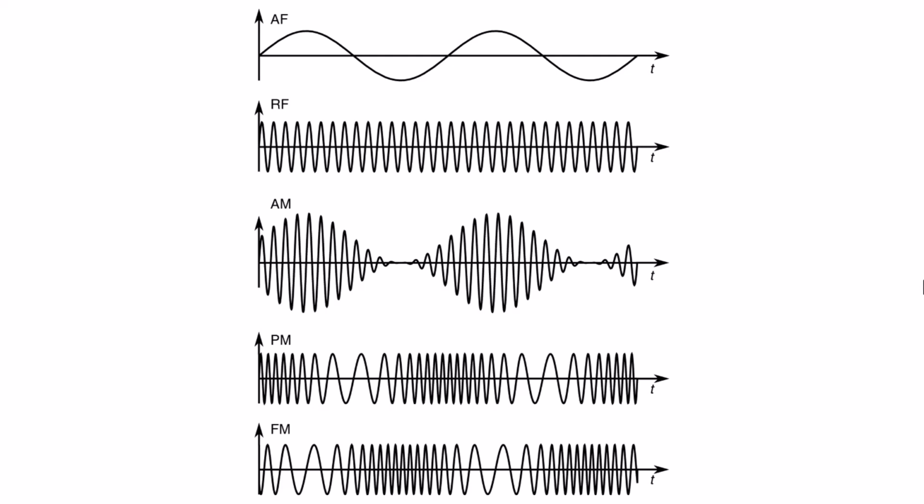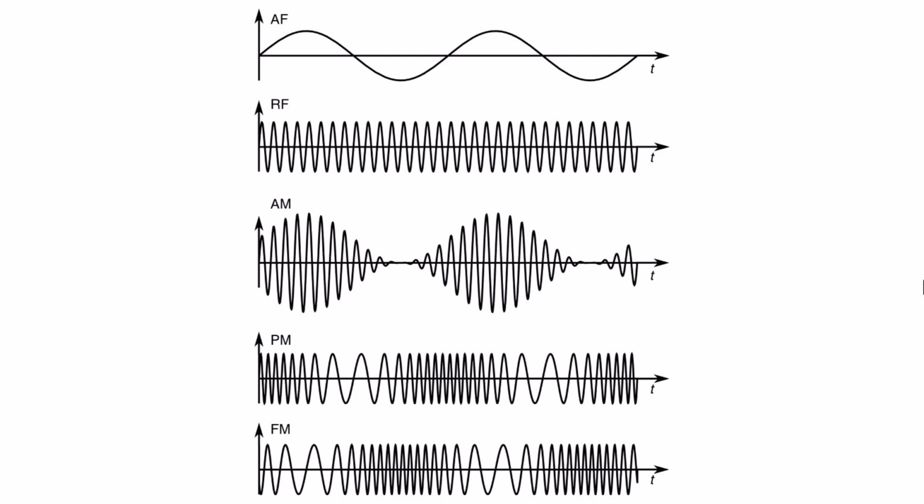The next question, what is the name of the process that changes the phase angle of an RF signal to convey information? Changing the phase angle, that's the phase, so it's phase modulation, or PM. The next question, what's the name of the process that changes the instantaneous frequency of an RF wave to convey information? Well, that's changing the frequency, that's FM, frequency modulation.